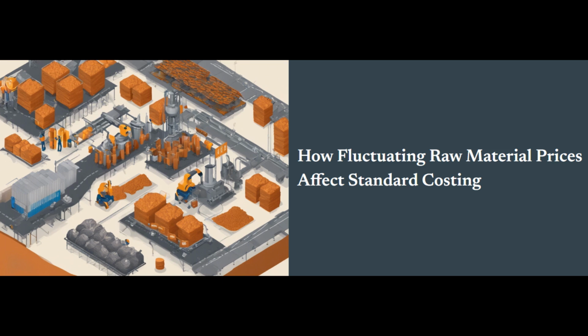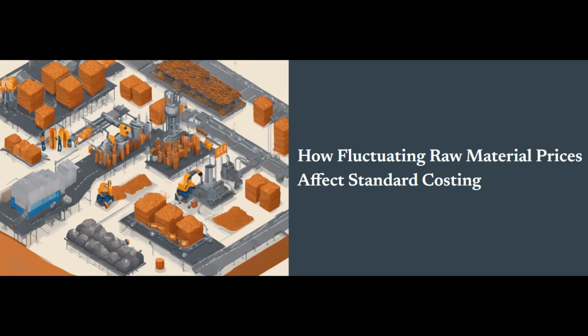In industries with stable raw material prices, setting cost standards is relatively straightforward. Historical data can be used to establish reliable benchmarks, and variances can be easily identified and analyzed. However, in industries where raw material prices are subject to frequent or significant fluctuations, setting standards becomes much more challenging. Here are some of the key issues that companies face when dealing with variable input costs.